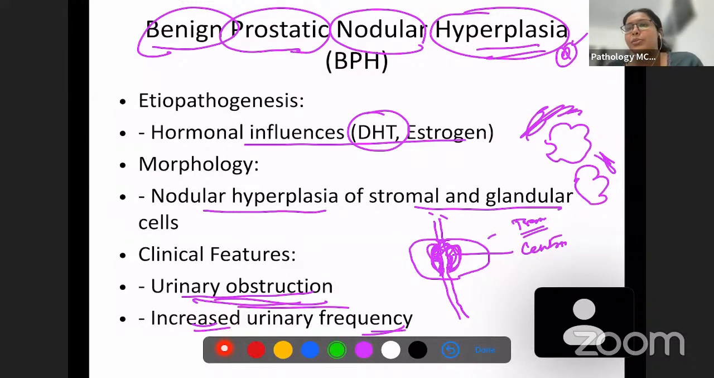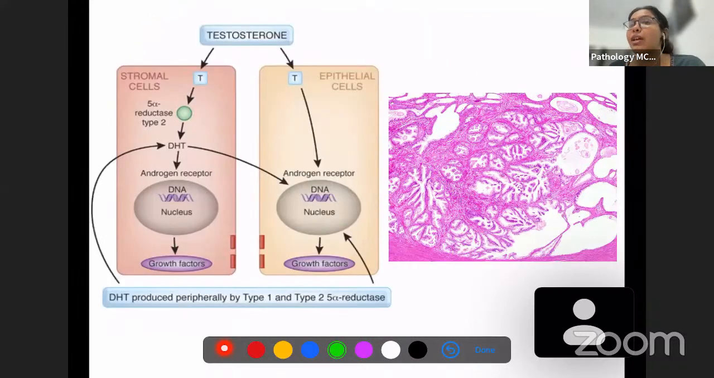So these are the symptoms of BPH. Now, how does BPH happen? Let's discuss the normal cell and then the cell in which BPH happens. Testosterone is going to act on the androgen receptor in the cell, and then it is going to produce growth factors, right? This is what happens in the normal condition.